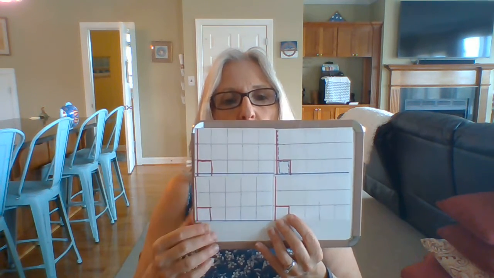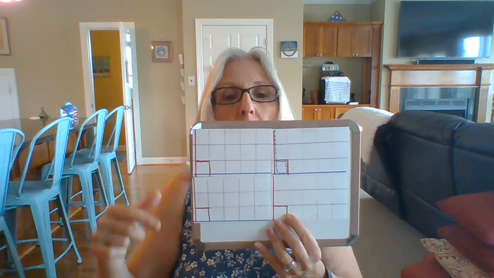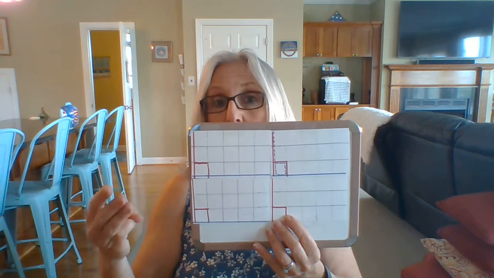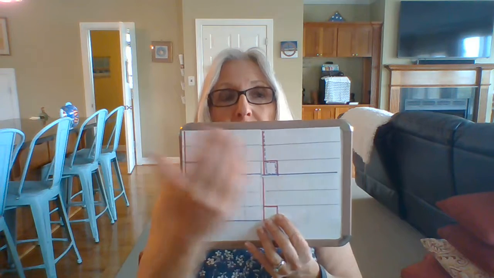And so then you'll answer some questions about those, thinking about the effect of doubling one dimension or both dimensions, or tripling one dimension or both dimensions of a figure on its perimeter and area.